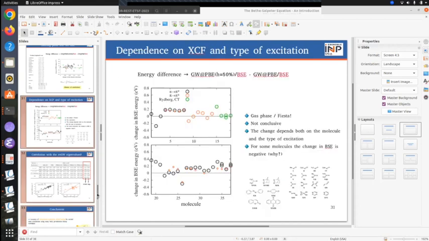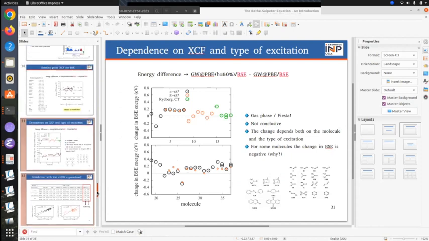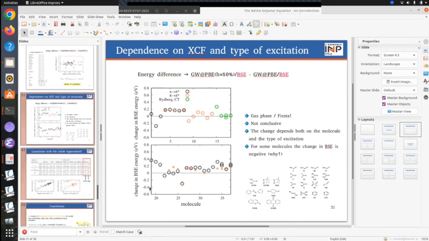Otherwise, I have a very boring one about some more technical details. Since you can do this also in a particular situation, a comparison with Fiesta, for instance, with another code, at a certain moment I think I saw in the slide that you use the plasmon pole model for the GW. Is this an issue, or is it something that we can check if it's good enough for these molecules?